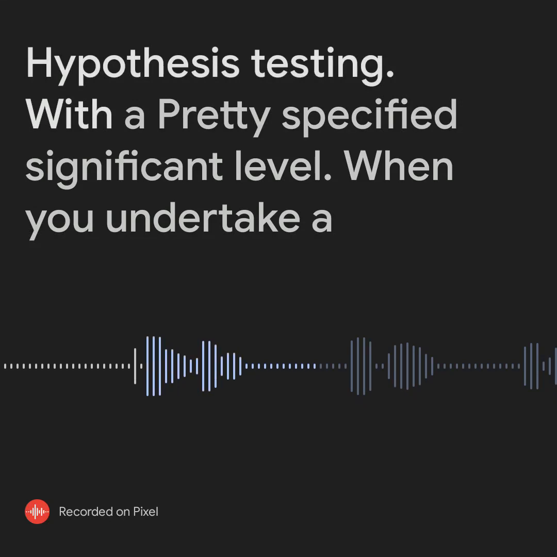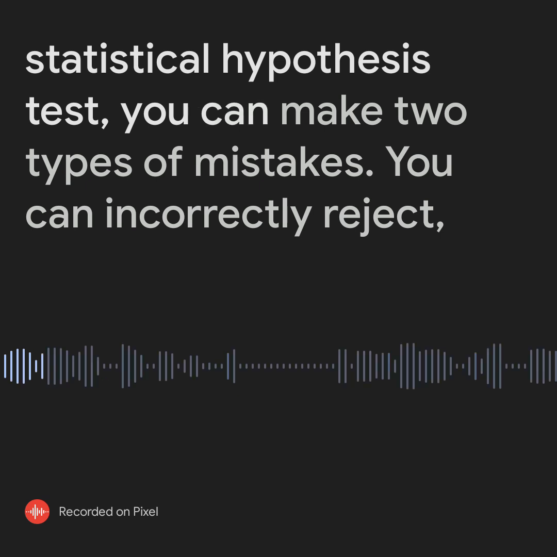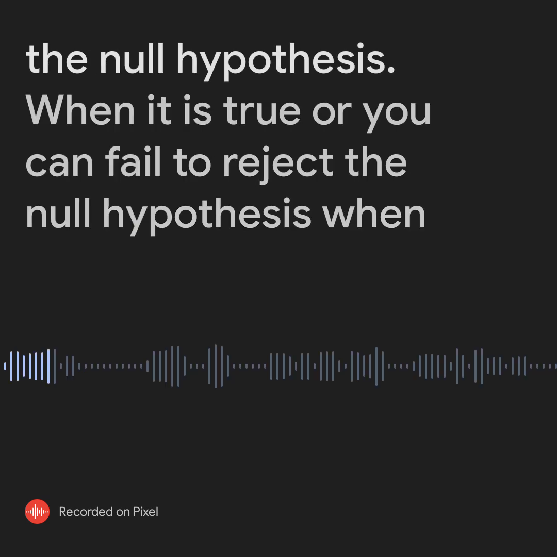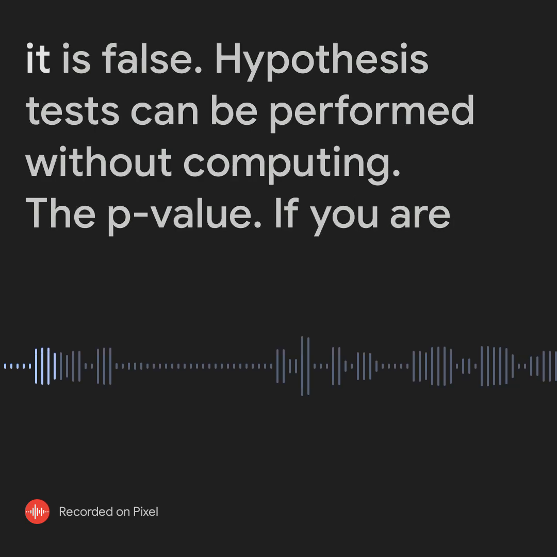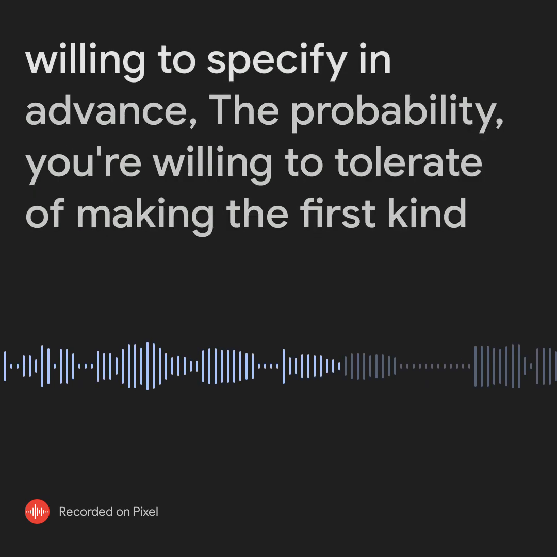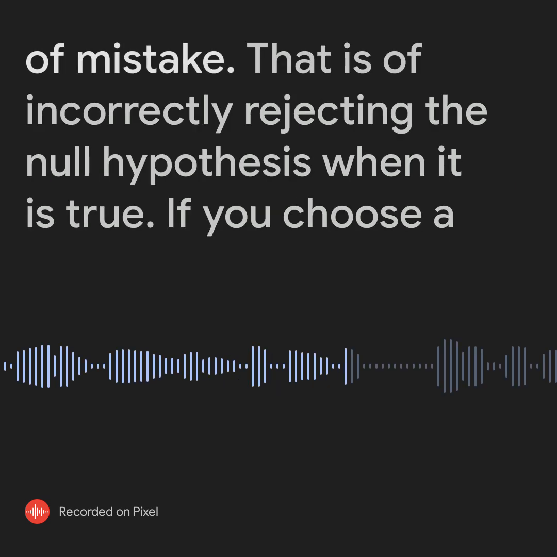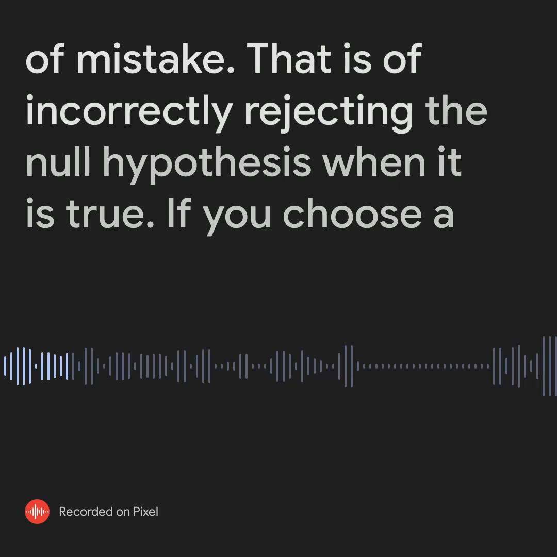Hypothesis testing with a pre-specified significance level. When you undertake a statistical hypothesis test, you can make two types of mistakes. You can incorrectly reject the null hypothesis when it is true, or you can fail to reject the null hypothesis when it is false. Hypothesis tests can be performed without computing the p-value if you are willing to specify in advance the probability you are willing to tolerate of making the first kind of mistake, that is, of incorrectly rejecting the null hypothesis when it is true.